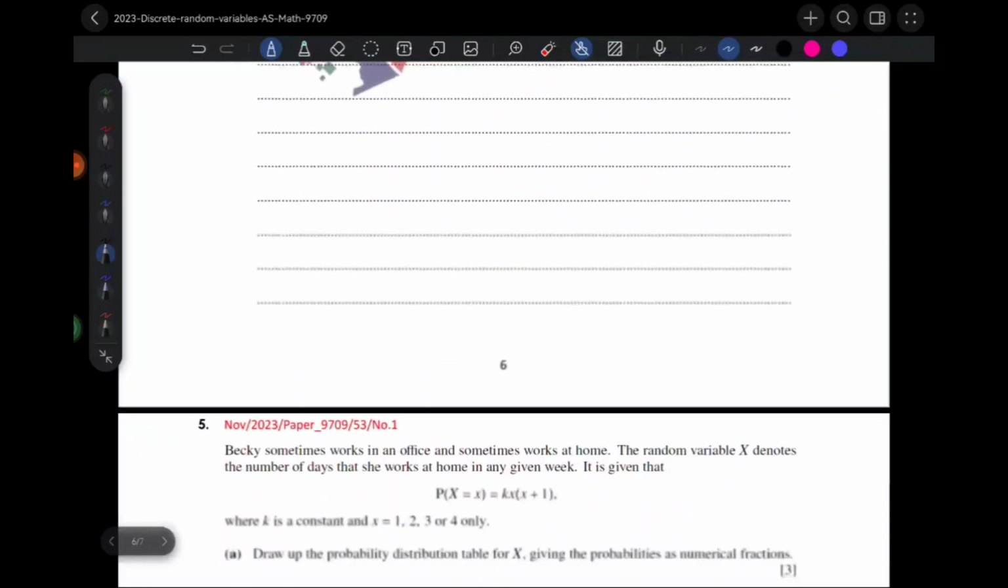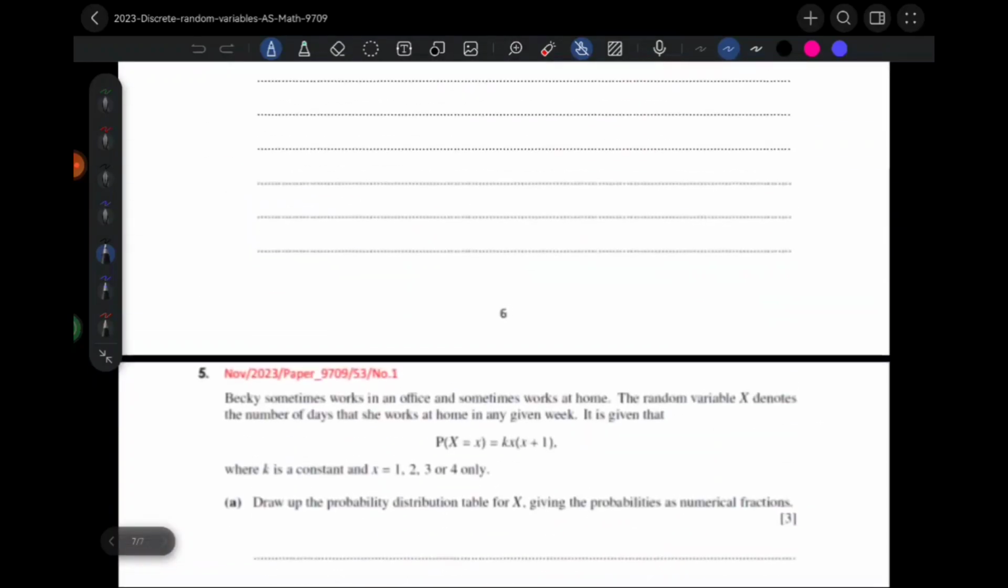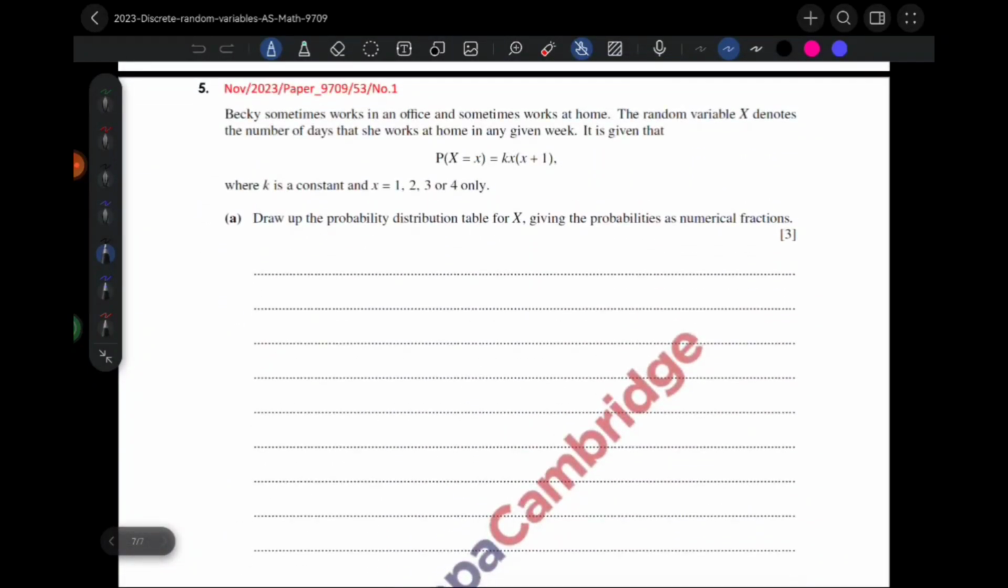Alright, so this is the fourth question, and we're left with the last question. Becky sometimes works in an office and sometimes works at home. The random variable X represents the number of days that she works at home in any given week. It is given that P(X = x) equals kx times (x plus 1), where k is a constant and x equals 1, 2, 3, and 4 only. Draw the probability distribution table for X, giving the probabilities as numerical fractions.